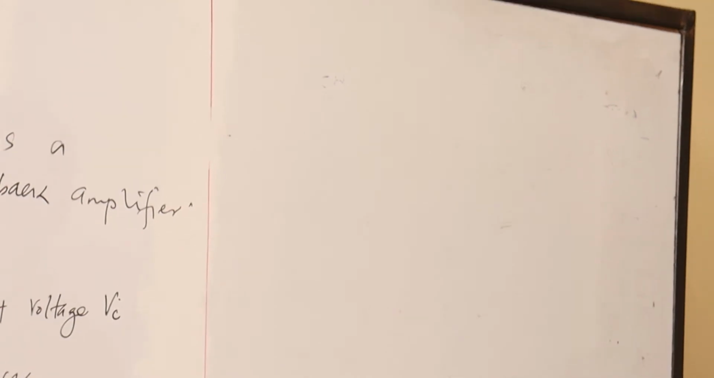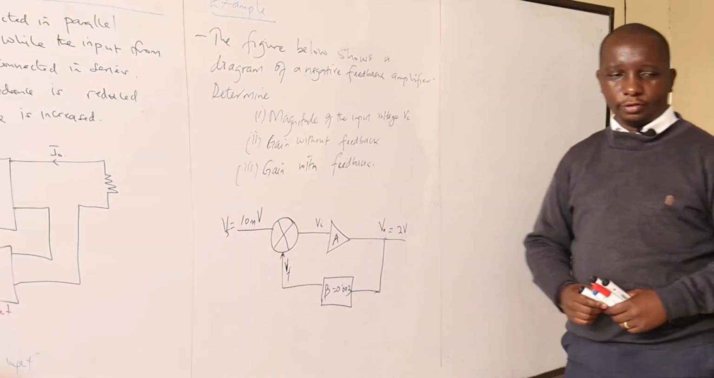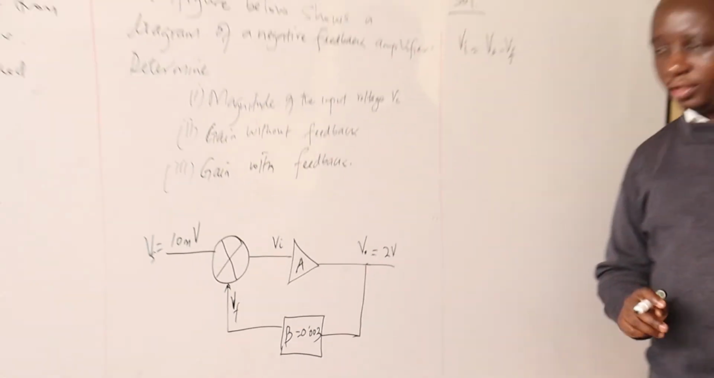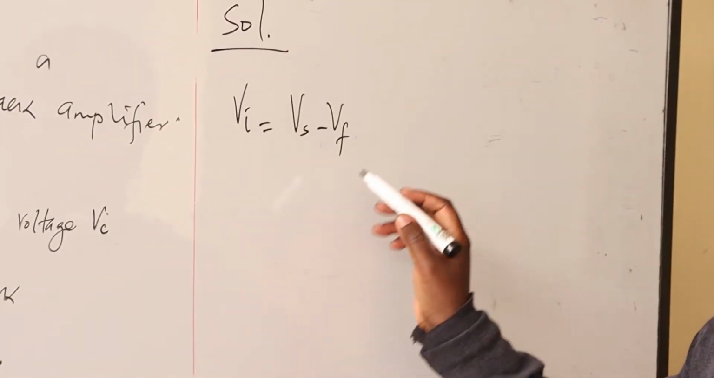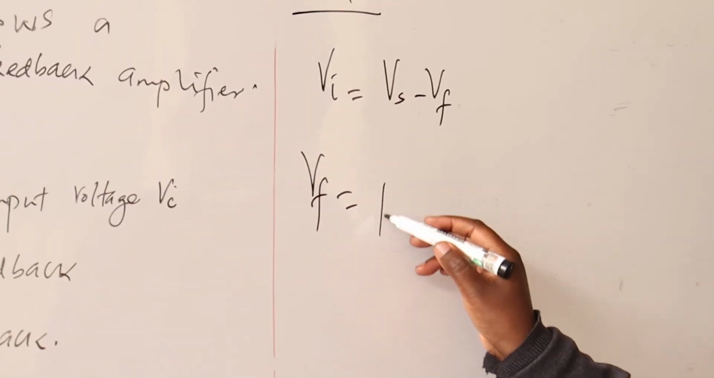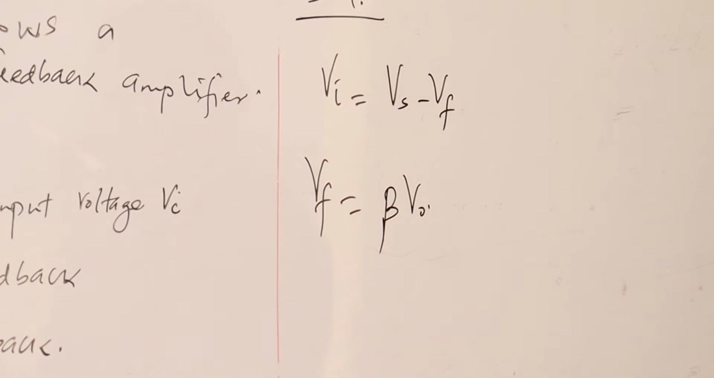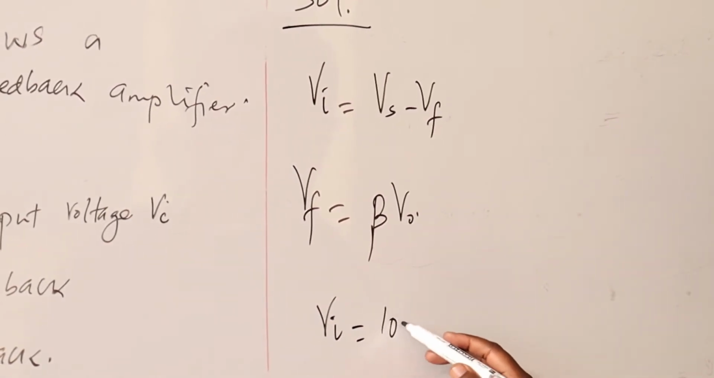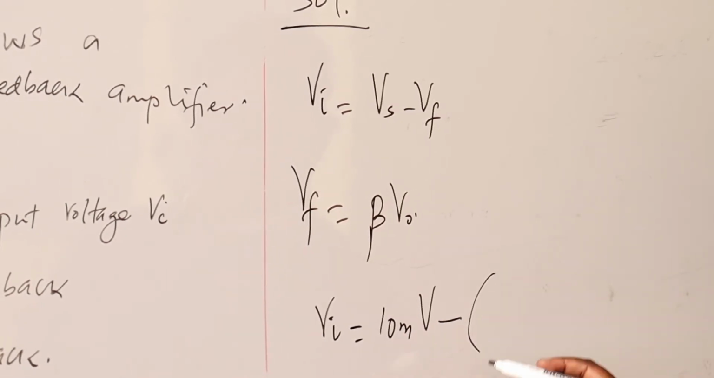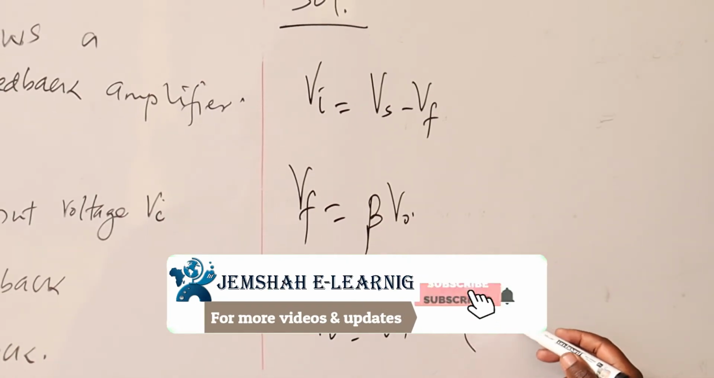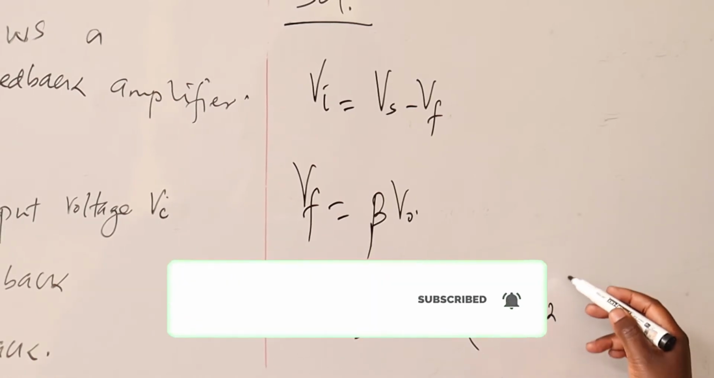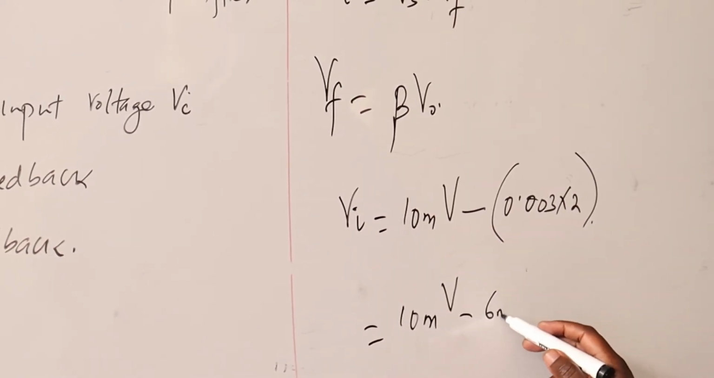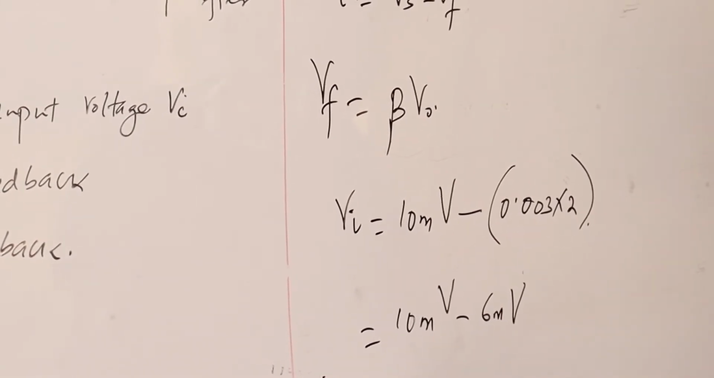We can work out a diagram. When we look at this diagram, VI is supposed to be VS minus VF. So solution, VI is VS minus VF. VF refers to the feedback voltage, and our feedback voltage is beta VO. So VI is VS, 10 millivolts, minus VF, which is 0.003 multiplied by 2. This is 6 millivolts. So we have 10 millivolts minus 6 millivolts. So VI gives us 4 millivolts.